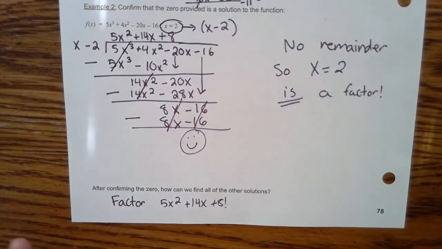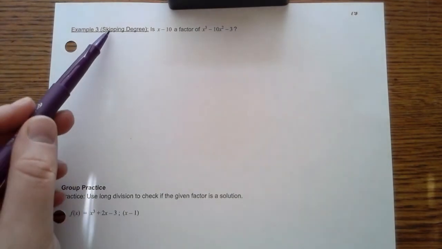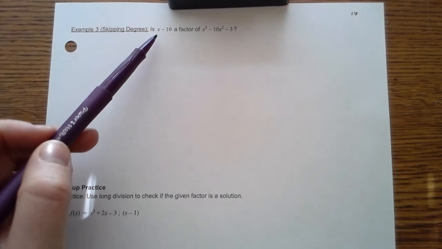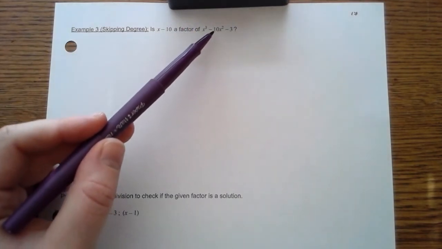Okay, we have one more example. Let's do it. Okay, example 3, skipping degree. So we give a lot of examples in these videos because these are the types of examples we will show you in class. So different types of examples have different strategies. So this example is going to be skipping degree. It says, is x minus 10 a factor of x cubed minus 10x squared minus 3?